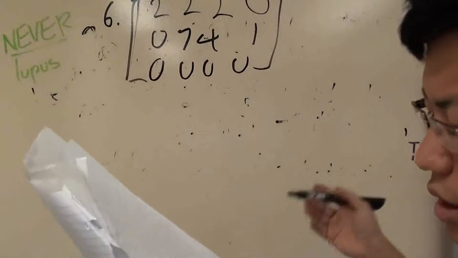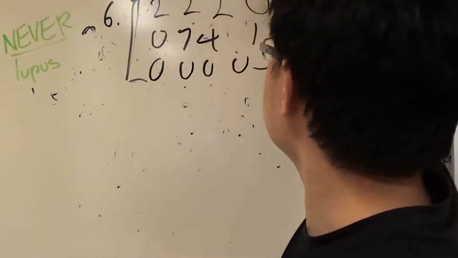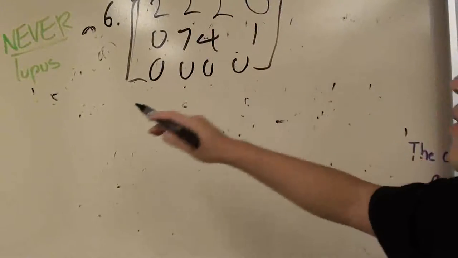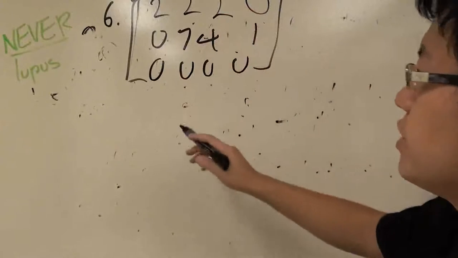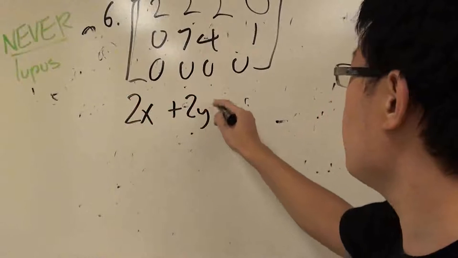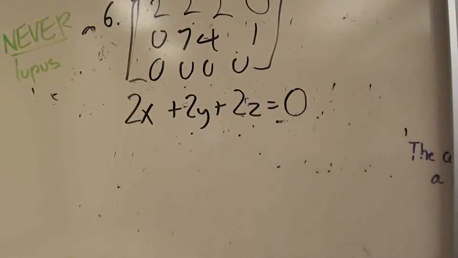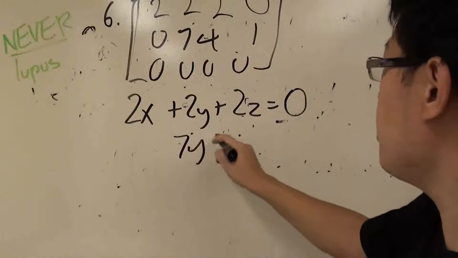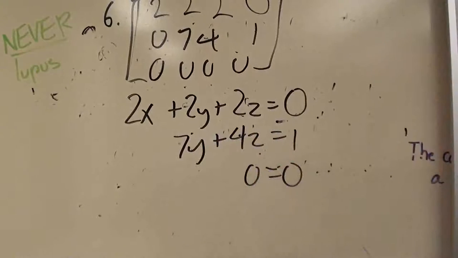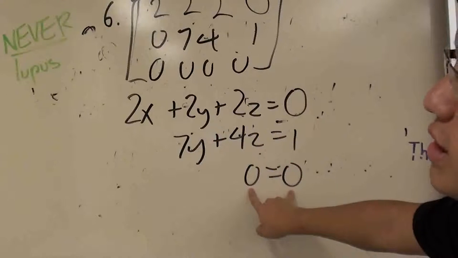Now we convert this into a linear equation. So again, I'm going to just make things up like this, right? You could put this as unknown if you want, but let's just keep it as a number so that it actually looks like a linear equation, right? So I have 2x plus 2y plus 2z equals 0. Next one is 7y plus 4z equals 1, and 0 equals 0. Interesting. So, because of this, we have infinite solutions, right?